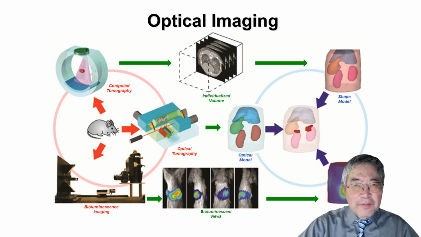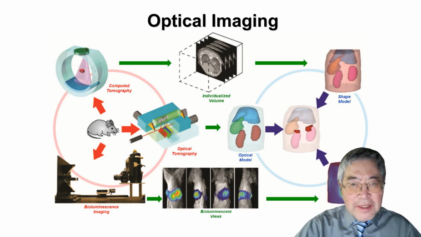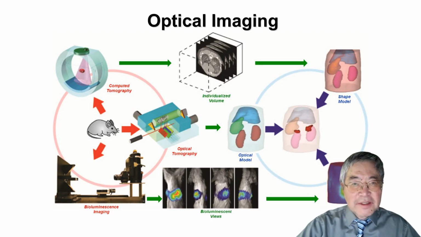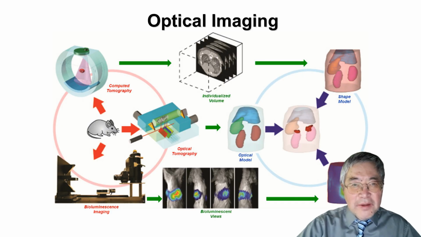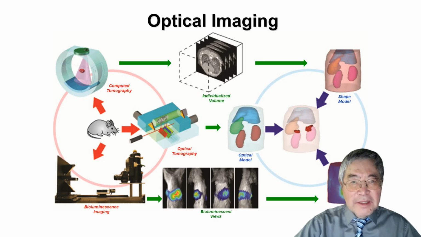To do this, we use multiple mirrors to collect all the emitted light, creating a complete set of external views. We then use this data to reconstruct the internal light source distribution. This method, known as bioluminescence tomography, which we pioneered, has become quite popular in the literature.